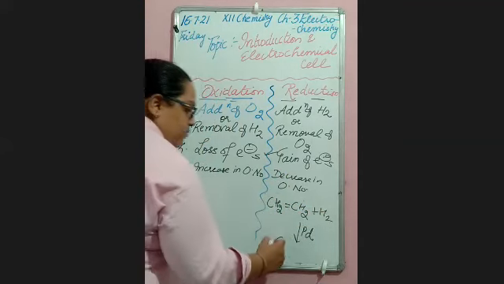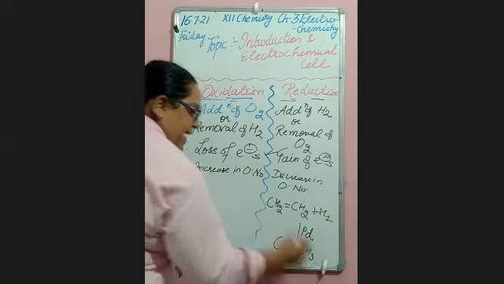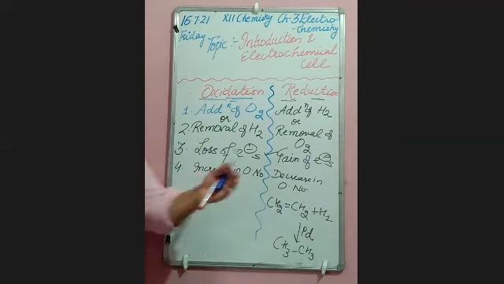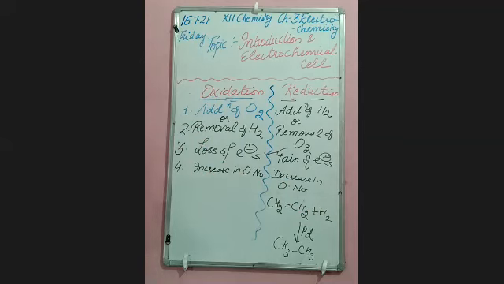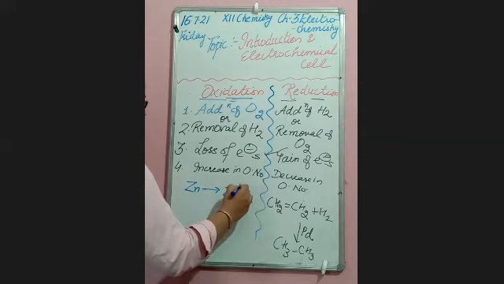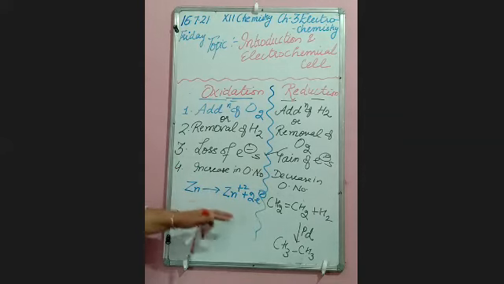For example, if I take ethene, in which hydrogen is being added in the presence of palladium, it will be converted into ethane. So in this, hydrogen is being added. So this is an example of reduction. Now, I will take zinc. It will give up electrons, so here loss of electrons takes place. So this is your oxidation.